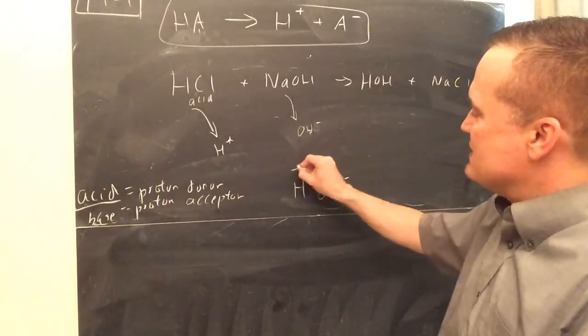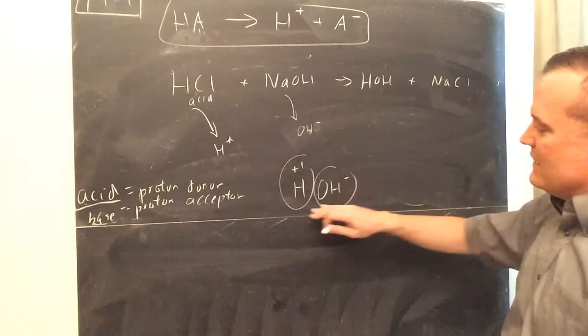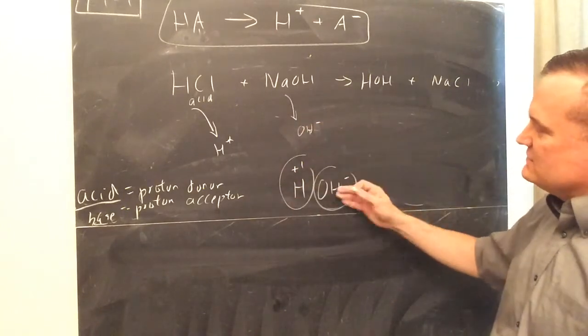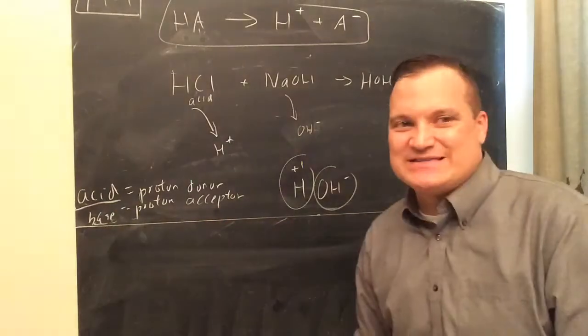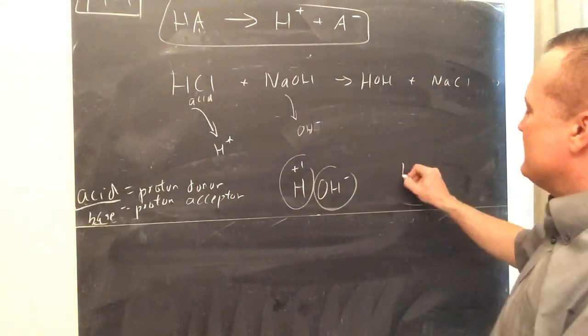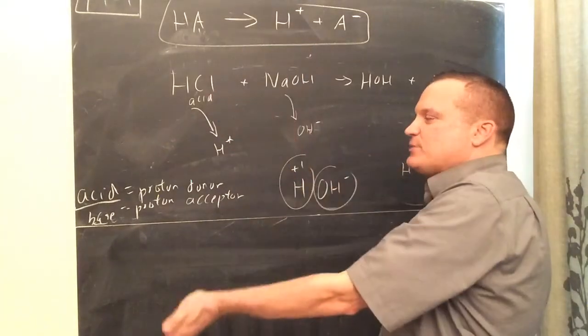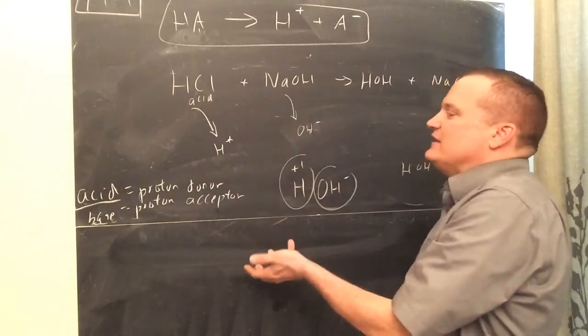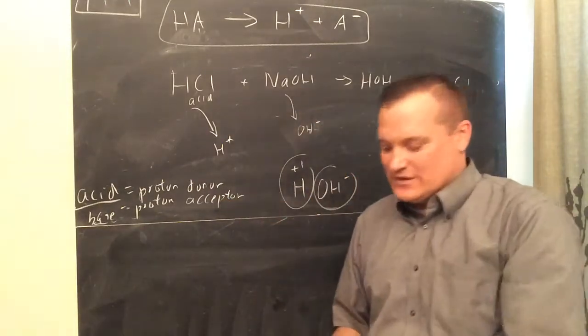So it takes the H plus. The OH negative, the base, receives it. Or I'll say proton acceptor. You could say receiver, but oh well. So they come together to make water. So the chemical that gives you H plus is the acid. The one that the H plus attaches to, that is the base. The acceptor, or the one it attaches to.